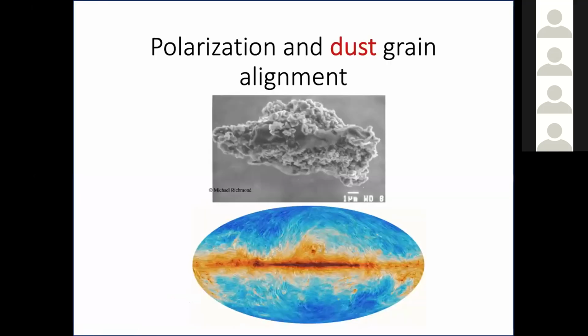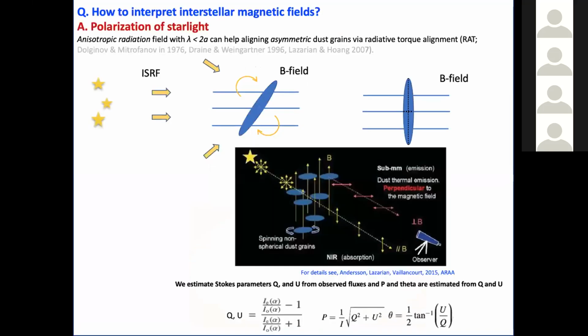And as Brendan said, understanding and exploring dust grain alignment is important to see these beautiful maps of magnetic fields. I'm not going through this slide because BG has given a very nice introduction on how RATs can explain interstellar grain alignment, and give us the opportunity to map the magnetic fields in shorter and longer wavelengths.